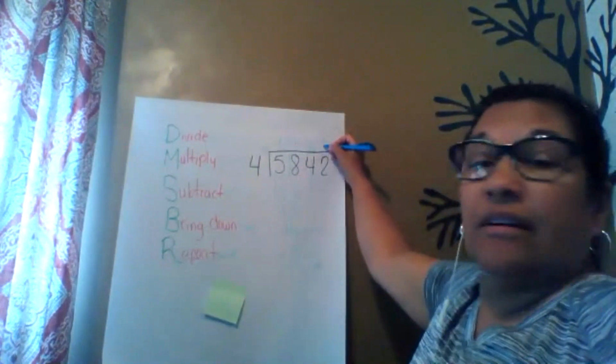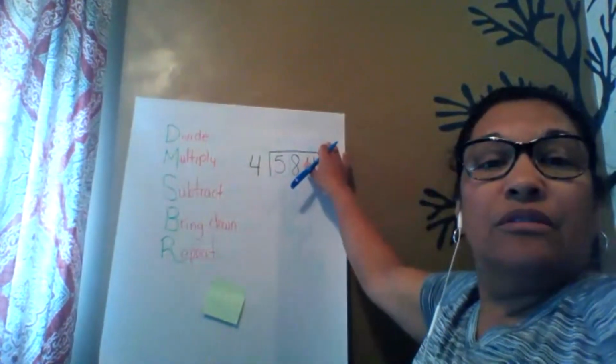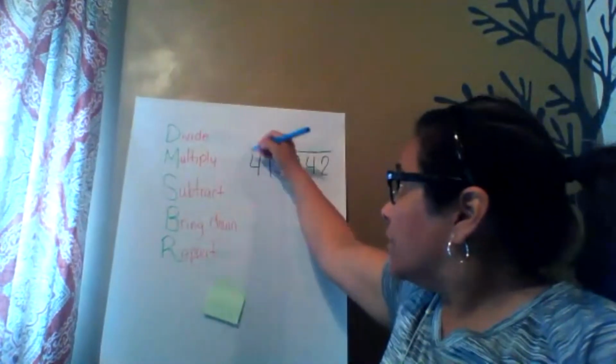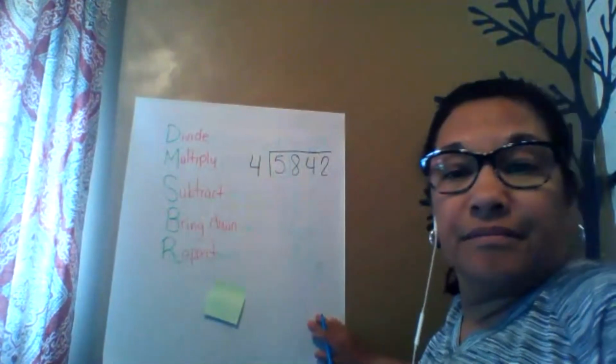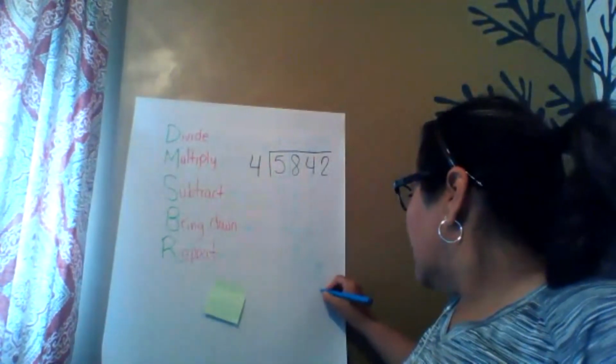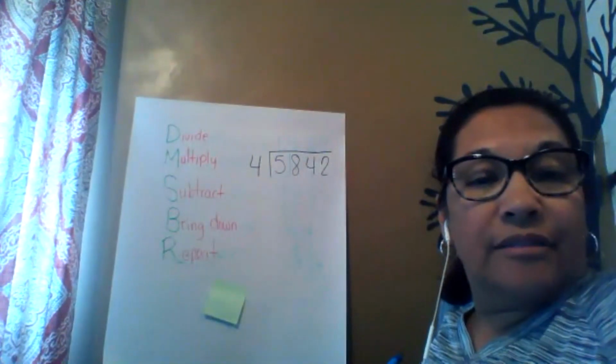No, it won't go in there. 4 will not go into 2, so you have to put your 0. We divided, now we have to multiply. 0 times 4 is 0. And 2 take away 0 is what?